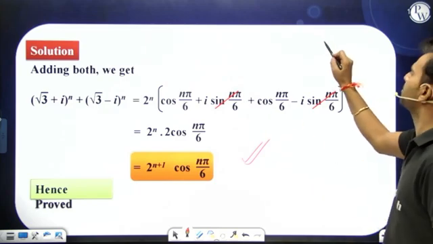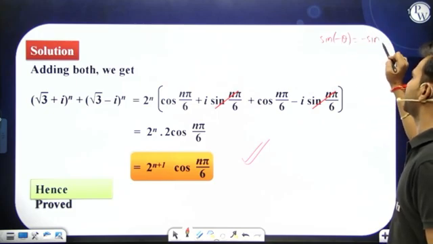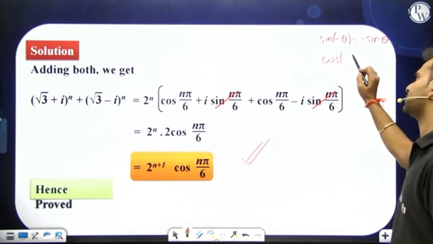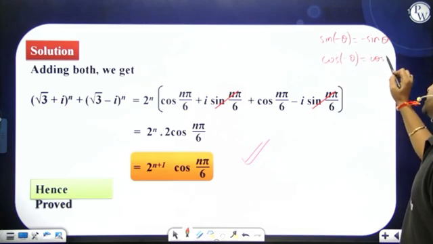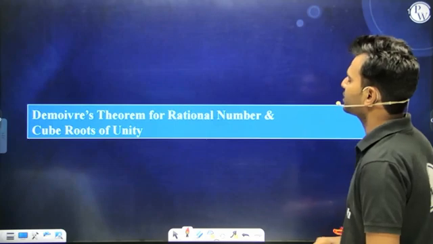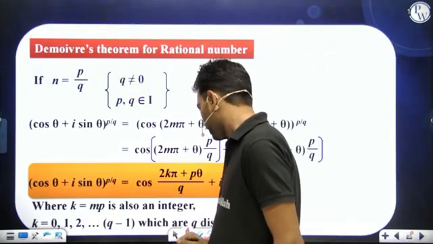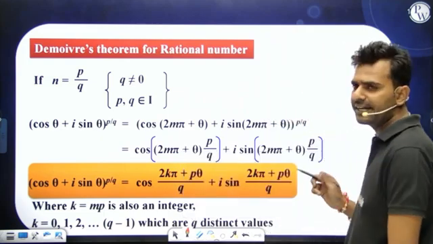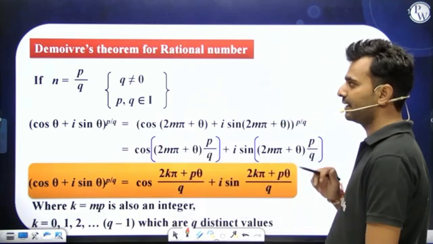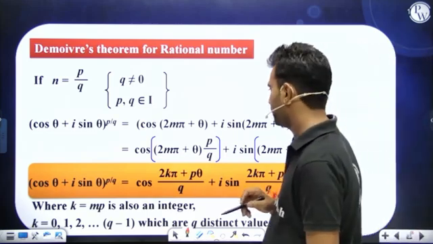I hope you remember sin of minus θ is equal to minus sin θ, and cos of minus θ is equal to cos θ only, not minus cos θ. That's it. De Moivre's theorem for rational numbers and cube roots of unity. Now let's understand it for rational numbers. When the power was an integer, it was not an issue, but whenever a rational number is there, there can be a few things.